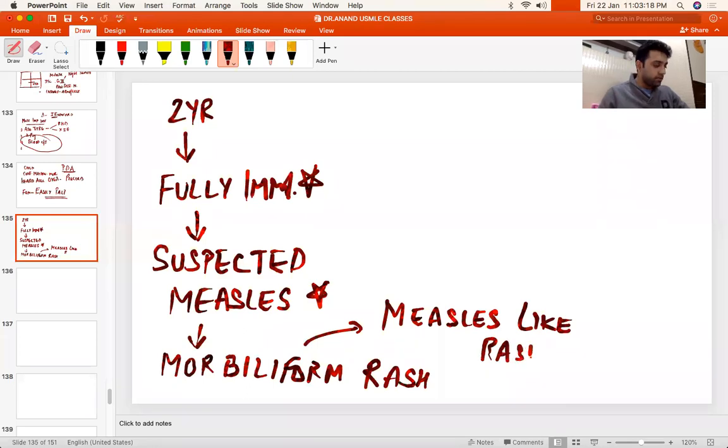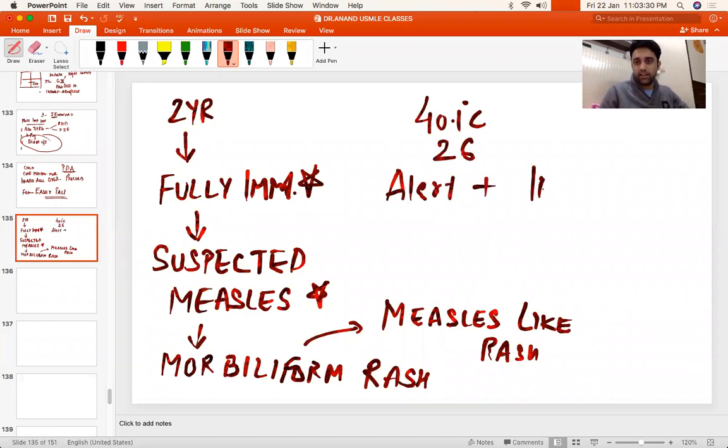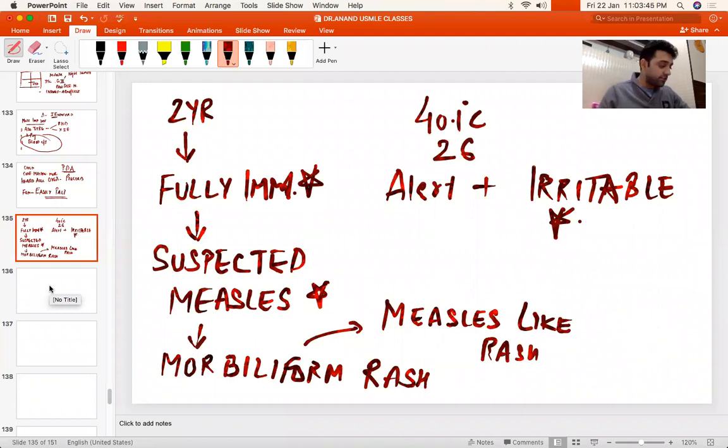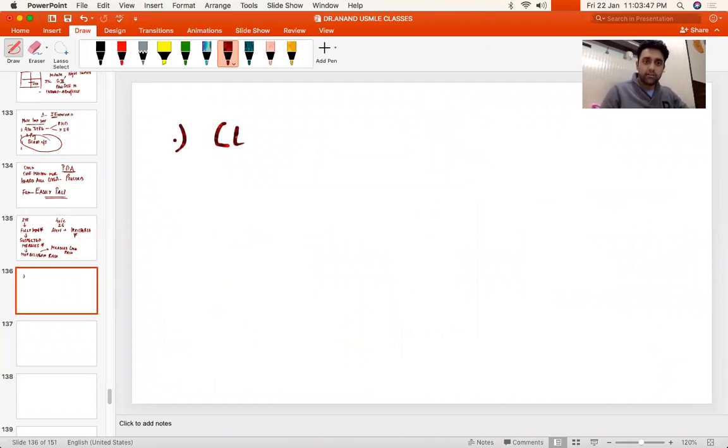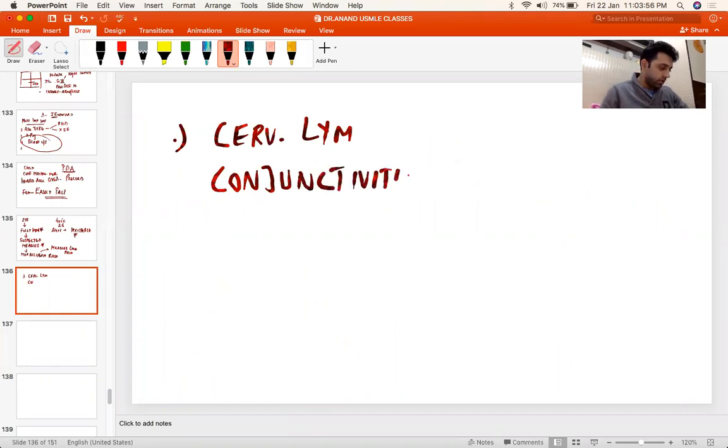Okay, so now the child was having 40.1 degrees Celsius of fever. His respiratory rate was 26. He was alert, but very irritable. Now the question is a very interesting question. Let's see if you can answer. A 2-year-old child, fully immunized, suspected measles, had some rashes, very high-grade fever, but was very irritable. The child was also having cervical lymphadenopathy, conjunctivitis, and some lesions over the palms and soles.